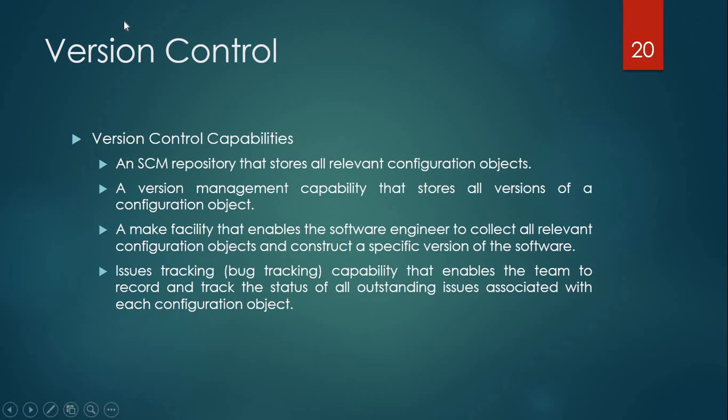Next one is version control. Version control capabilities include a SCM repository that stores all relevant configuration objects. A version management capability that stores all versions of a configuration object. A make facility that enables the software engineer to collect all relevant configuration objects and construct a specific version of the software. Issue tracking, or we can say bug tracking capability, that enables the team to track the status of all outstanding issues associated with each configuration object.